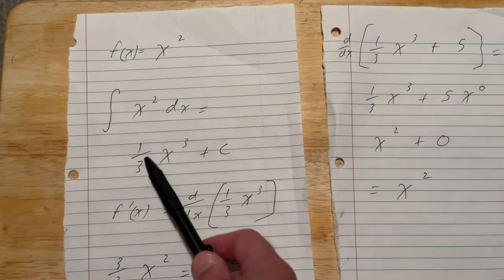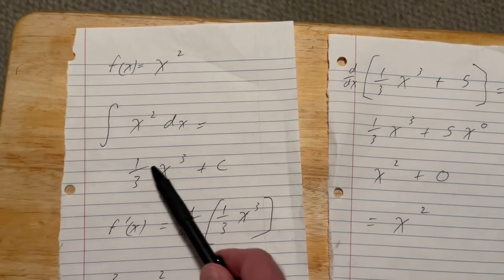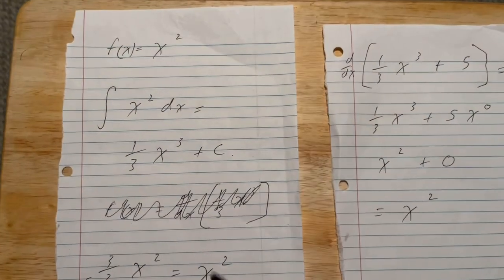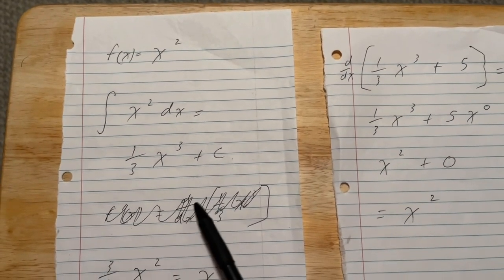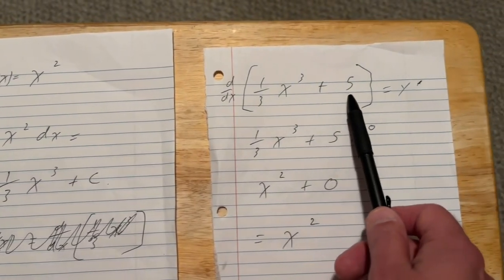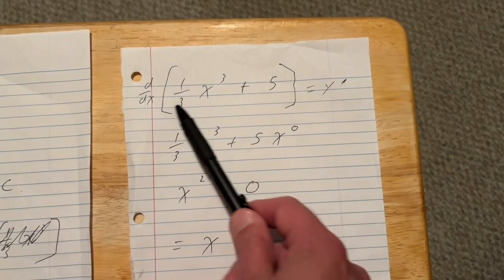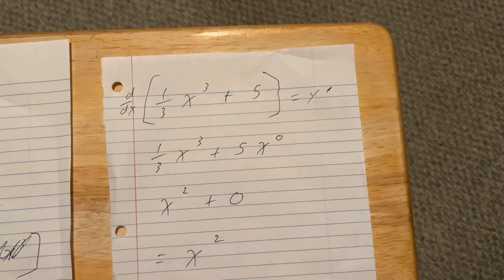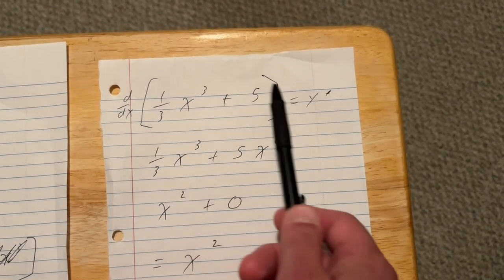So let's reverse this and see what the original function is that we started with. This is our integral. Let's take the derivative to reverse it. Here's my integral. I scratched that out because I didn't have a plus c, so let's just take this integral over here, take the derivative of it. So you write d dx, this whole thing is bracketed, equals y prime. See my video on derivatives for that notation to explain it.